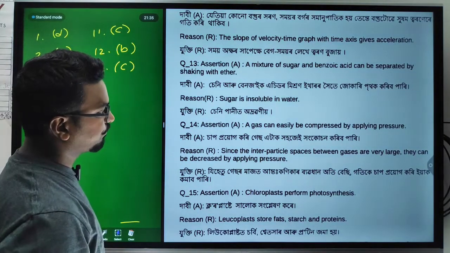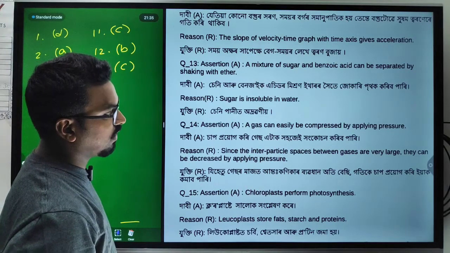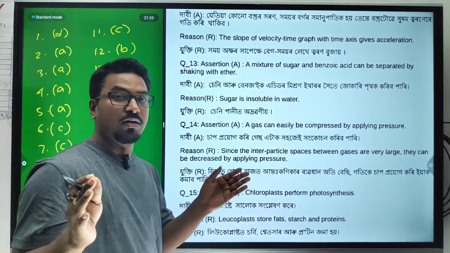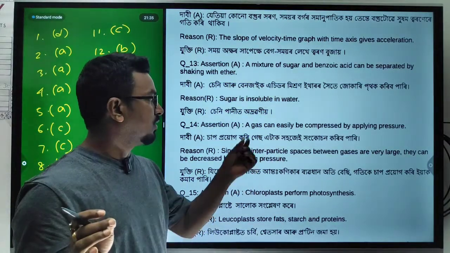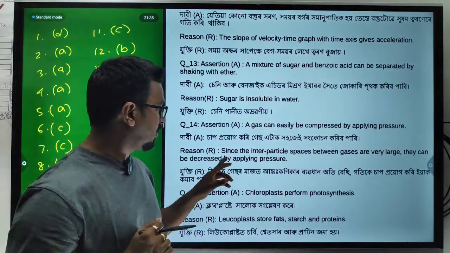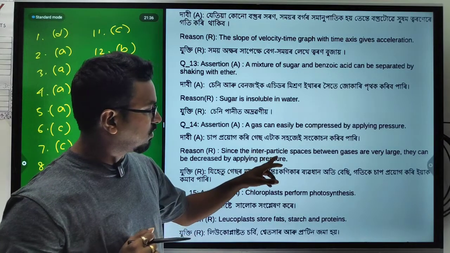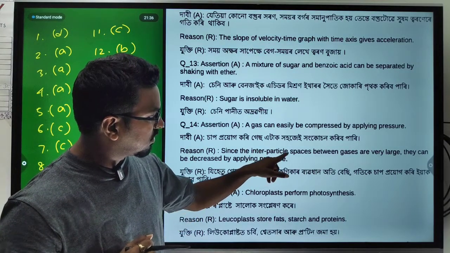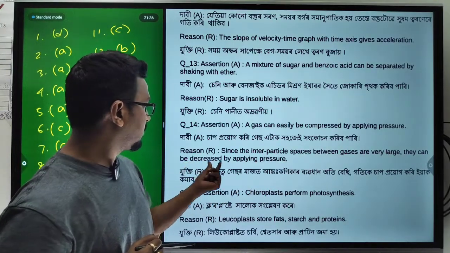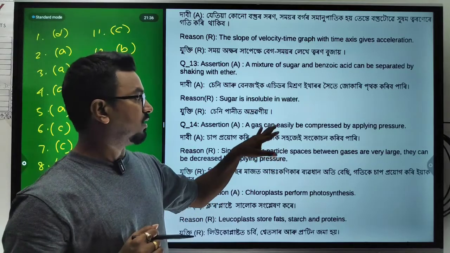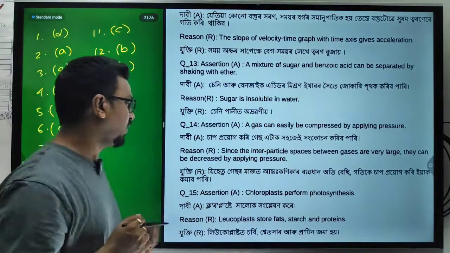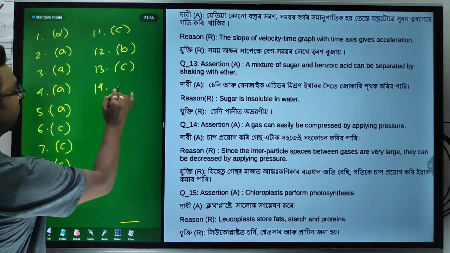Next, question number 14. A gas can easily be compressed by applying pressure. Yes, in gas there is a lot of gap between the particles. Since the interparticle space between gas particles is very large, it can be decreased by applying pressure. The first statement is correct, and this is the correct explanation of the first one. So question number 14 will be A.